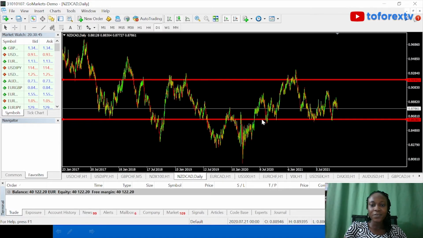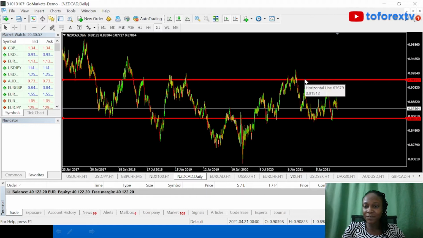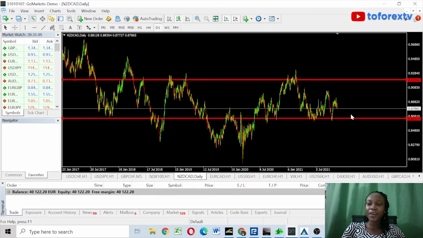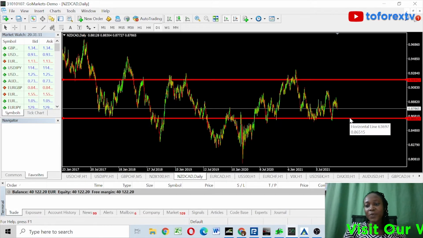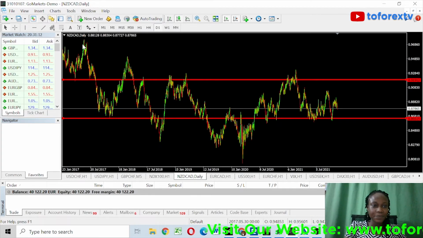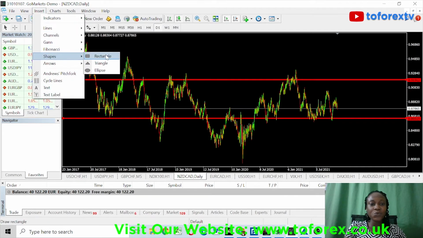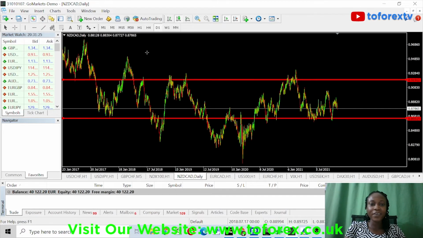All right, here we are. So here we have our resistance level, which is at 0.91912, and we have our support level, which is 0.86515. All right. Now we need to identify our market turning point, which we are going to use our ellipse to identify.